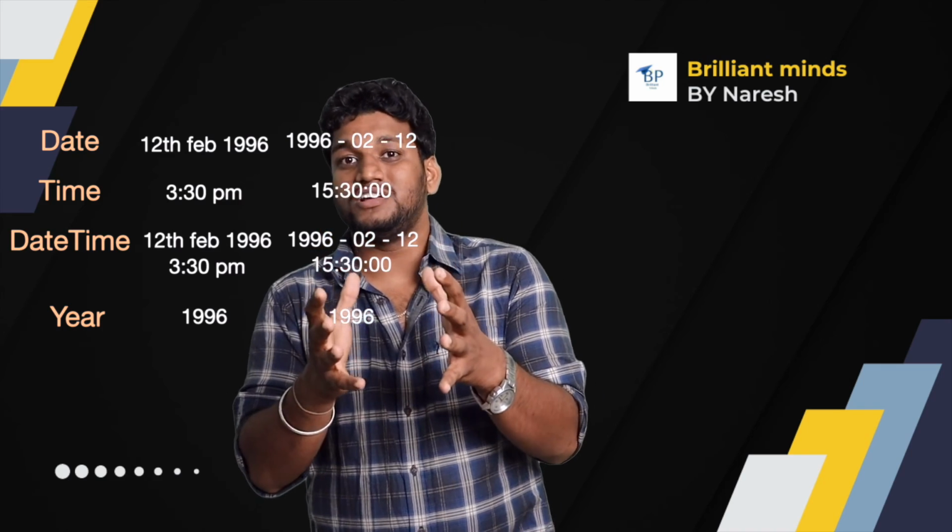In the same way, for date and time, 12th February 1996, 3:30 PM, if I give, first what do I have to give? 1996, 02, next 12. And what will be the time? The time will be 15:30:00 seconds. And finally we have year. Suppose I have 1996, the year format will be 1996 itself. Hope all of you understood the complete concept of data types.